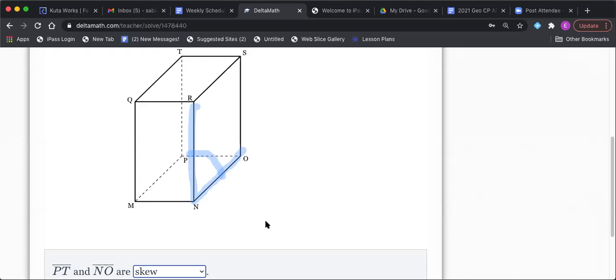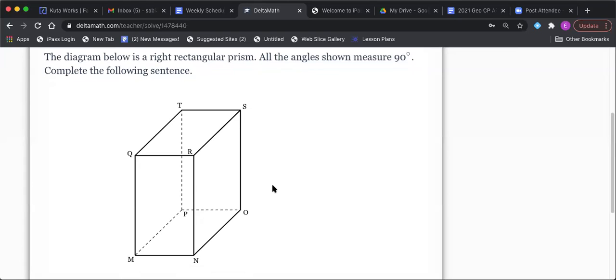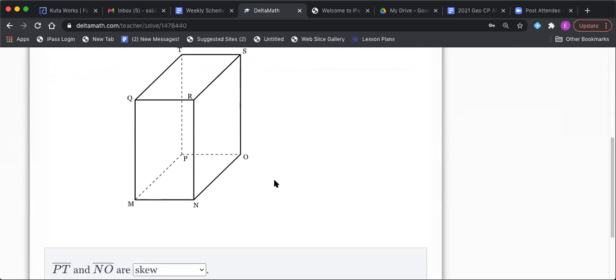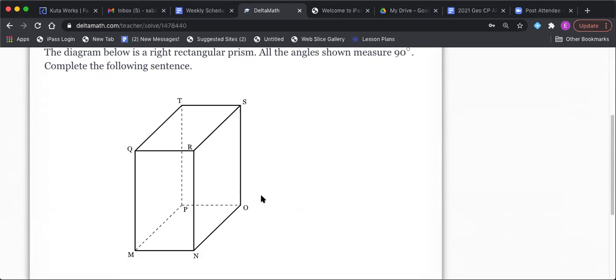It'd be a very weird box to not have corners of 90. It's possible, but clearly, and I think they tell you up here that it is, when they say right rectangular prism, that means all of the angles shown are 90. So in an example like that, you know that they are all 90s. Anyway, yes, Evan was right that PT and NO, these two, are going to be skew.